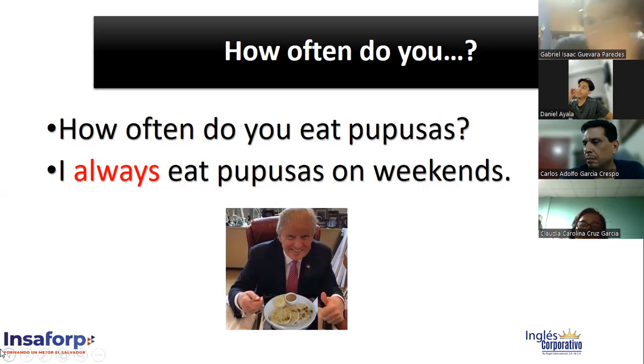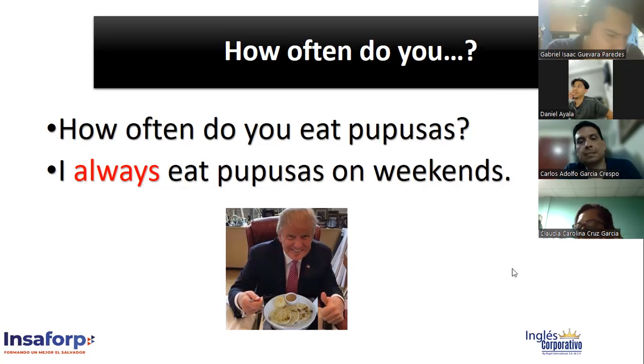Claudia Cruz, how often do you go to the supermarket? Yes, Claudia, how often do you go to the supermarket? I always go on the weekend. I go to the supermarket once a week, twice a week, or you can say, I sometimes go to the supermarket. I usually go to the supermarket, as Erika said. You always go on the weekend.